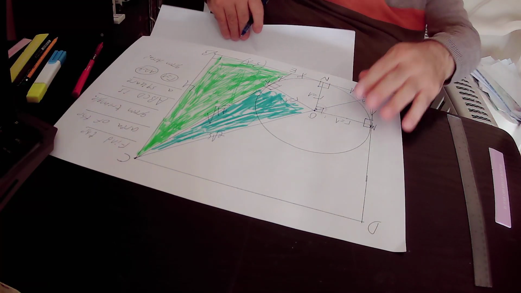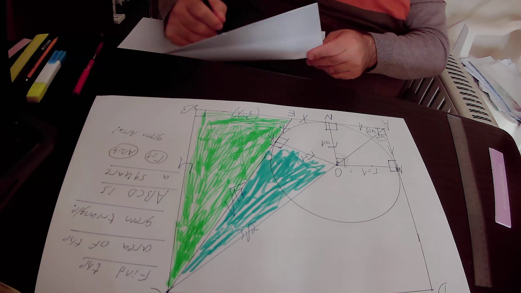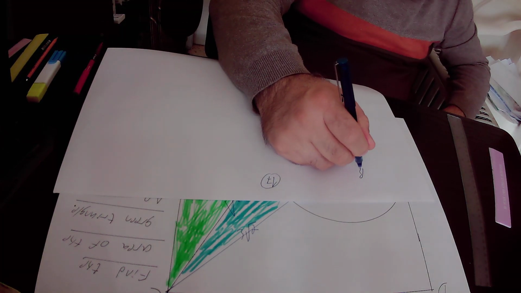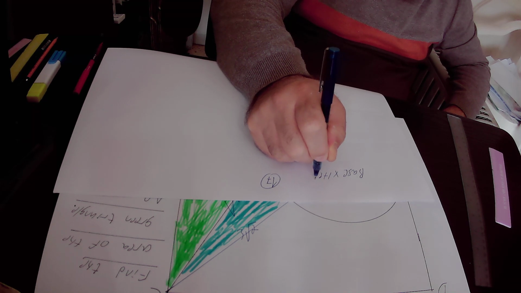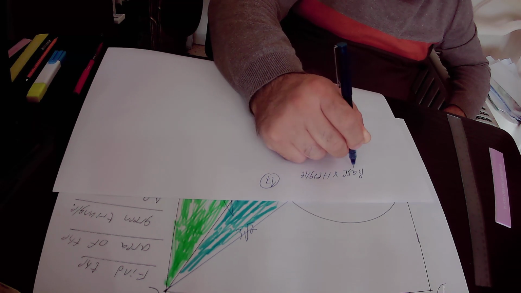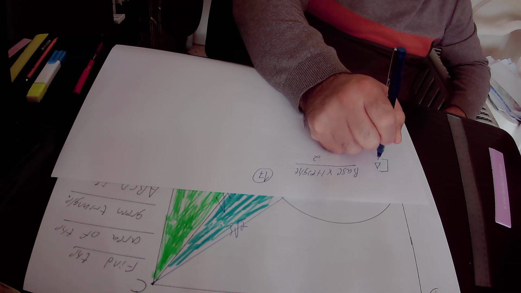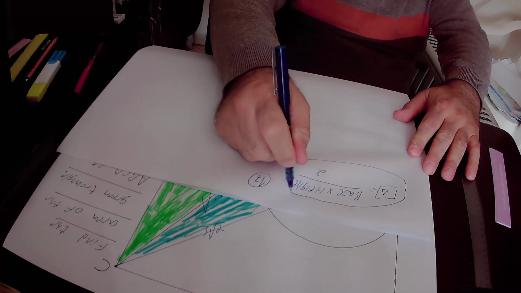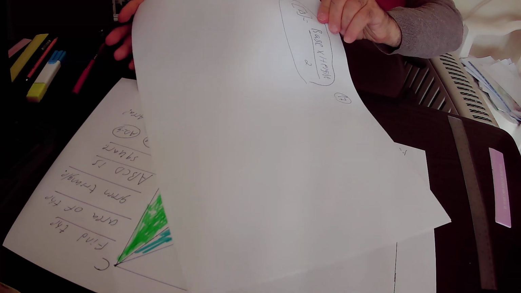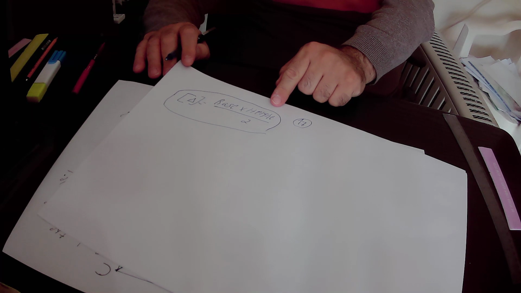The area of this green right triangle, or the area of any triangle, is equal to the base of the triangle times the height to the base over 2. This is the area of any triangle. So the area of any triangle, as you can see, this is the sign for the area. The area of any triangle is equal to the base of the triangle times the height to the base over 2.